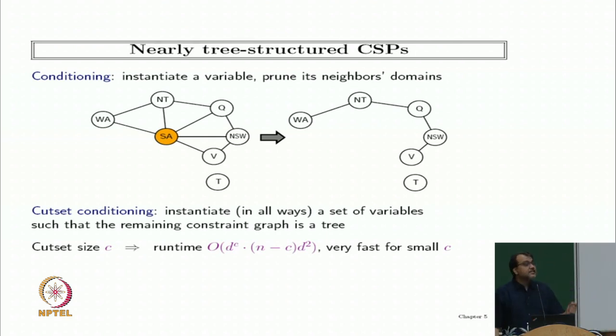So if my cycle cut set is of size C, then how many searches do I have to do? How many different possible ways to assign these C variables? D to the power C. But as soon as I have done this, my remaining problem, which is of size n minus C, can be solved in time (n minus C) times d squared. So my total running time becomes big O of d to the power C times (n minus C) times d squared, which is big O of (n minus C) times d to the power C plus 2. If C is small, the cut set size is small, then this is a huge speed up.